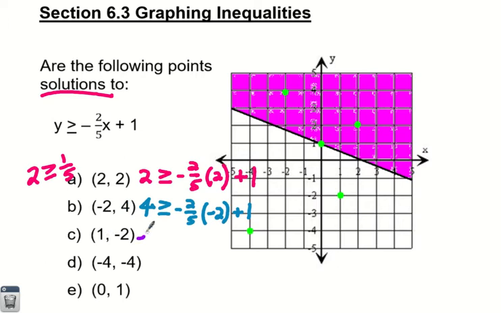(1, -2): so is negative 2 greater than or equal to negative 2/5 times 1 plus 1? Negative 2/5 times 1 is negative 2/5, plus 1 is 3/5. And so this is a no. So basically, to fast track this and cut to the chase, I know we have the time, but it's probably better if I just cut to the chase here.